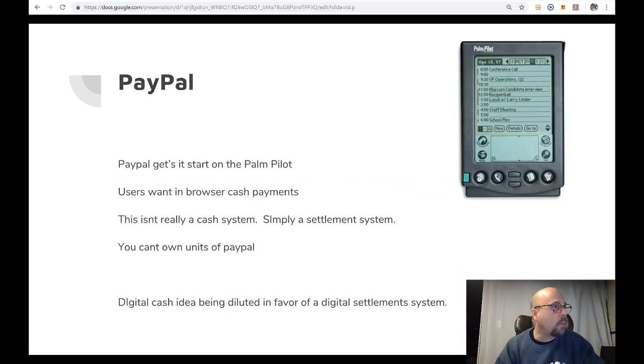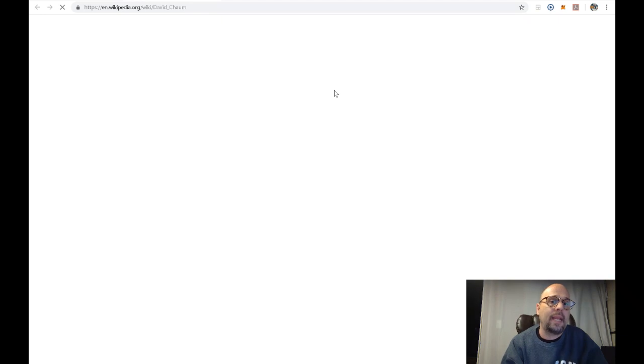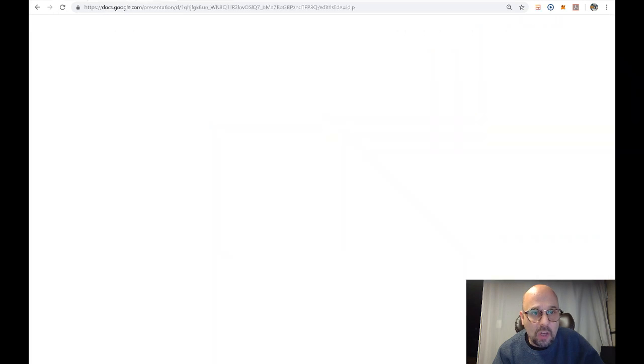All right, so when we think about this concept, in 1983, there was a gentleman by the name of David Chaum, and I put a link in here for it. So let's go out and take a look at David Chaum on Wikipedia, and we'll see that David is actually a computer scientist and a cryptographer, and he developed eCash, and he also founded DigiCash, and that's really what I want to be talking about. But there's David there, and we're going to talk about David here for a second.